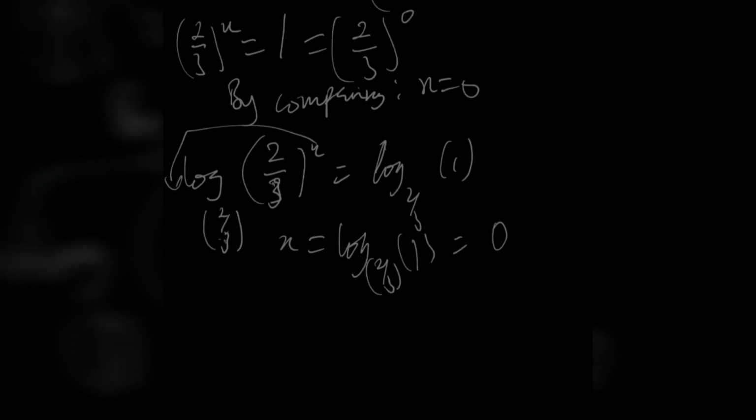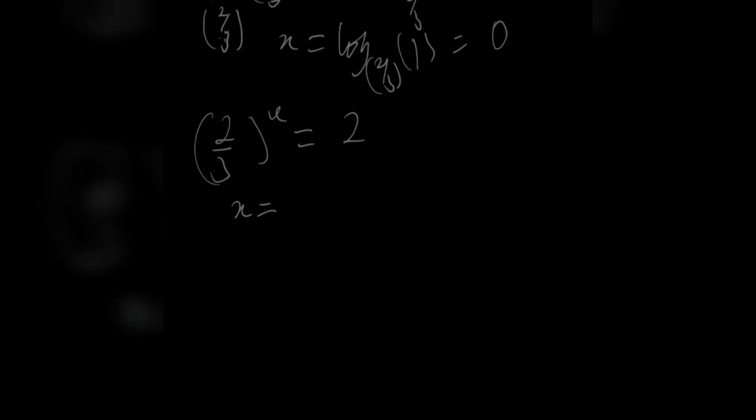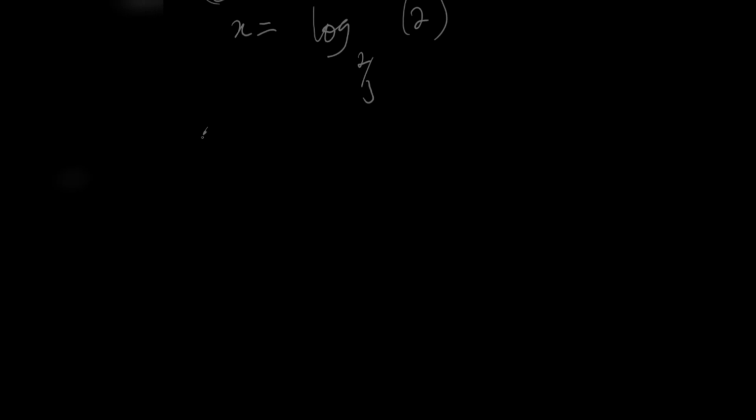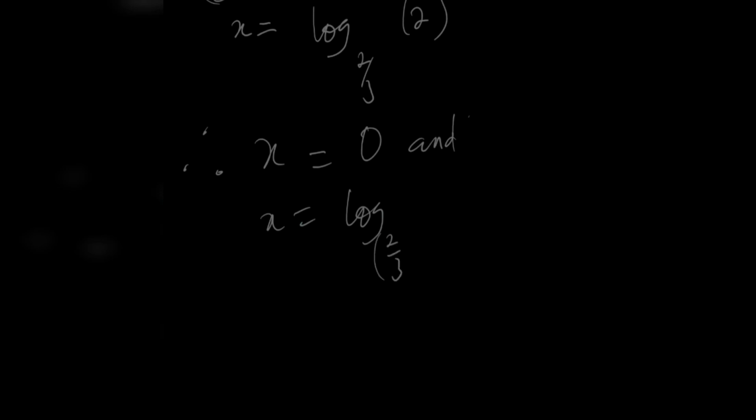Also, a is equal to 2. So you can also write that (2/3)^x is equal to 2. And then x will be equal to, using that same logarithm approach, log to the base 2 over 3 of 2. This is the exact value. So we can write our final answers as x equals 0 and x equals log to the base 2 over 3 of 2. And these will be our final answers. You can punch this in a calculator for the approximate value, but this is the exact value.